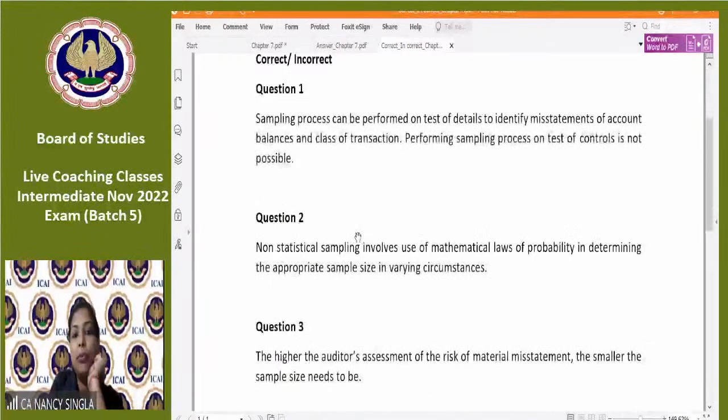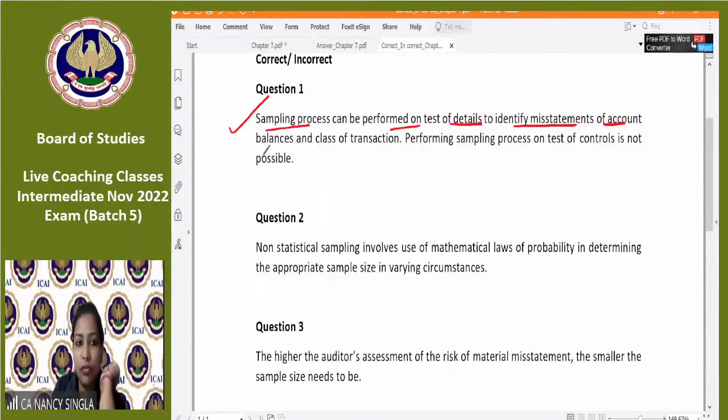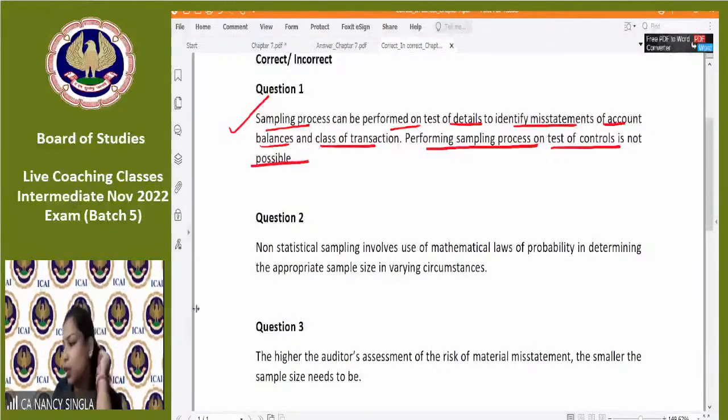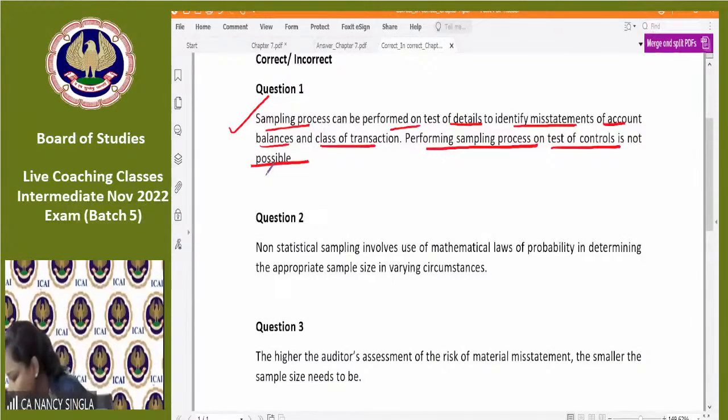So, sampling process. First question, correct, incorrect. Sampling process can be performed on test of details to identify misstatement of account balances and class of transaction. Performing sampling process on test of control is not possible. Quickly send in your replies. So the answer is what? Quickly send in your reply. I'll wait for 5 seconds. So the answer is incorrect.